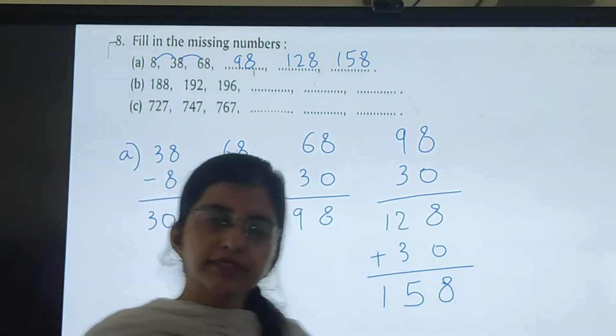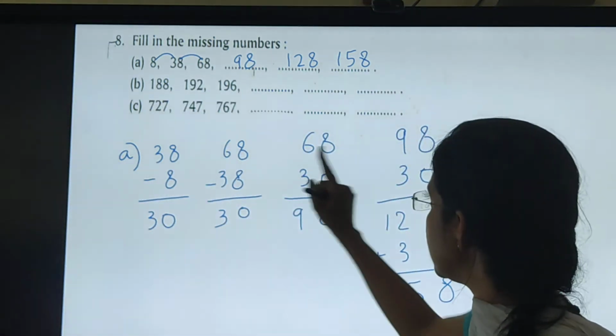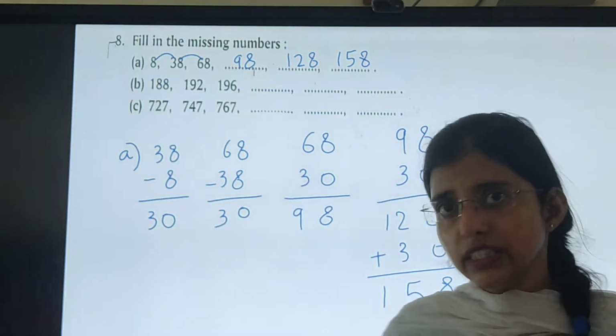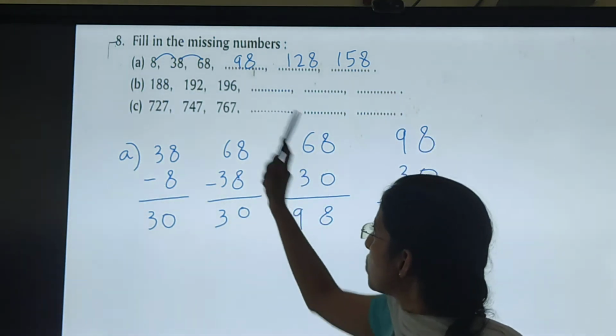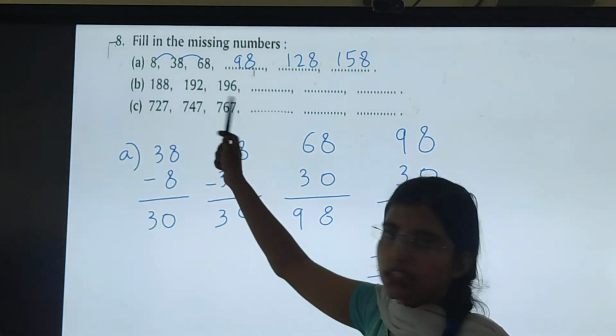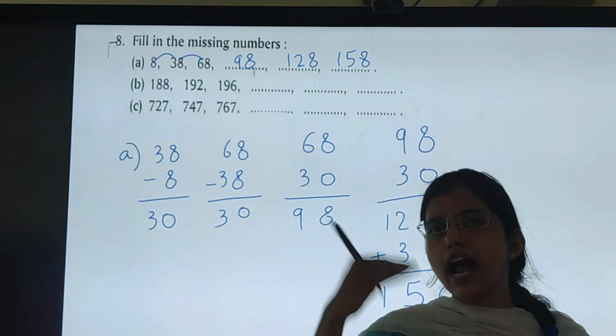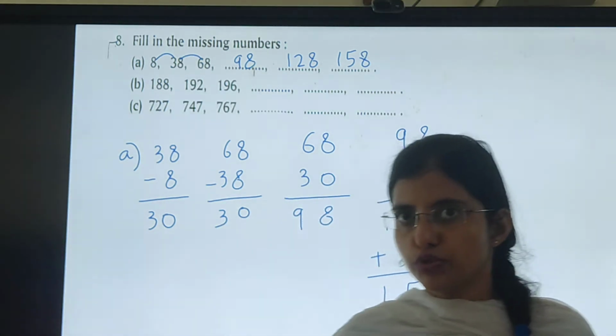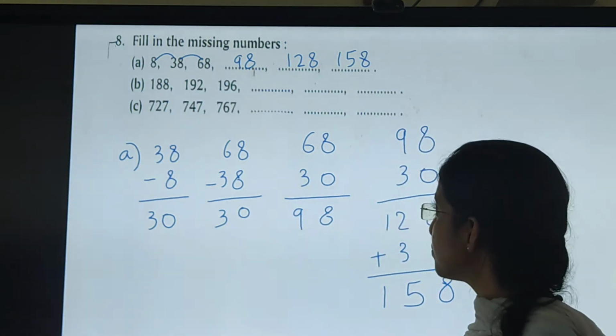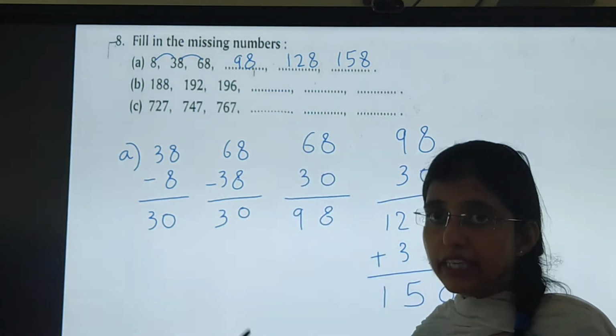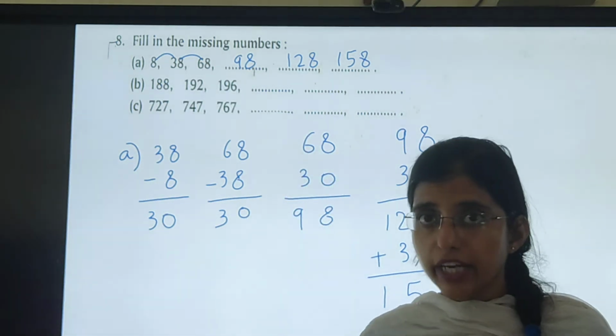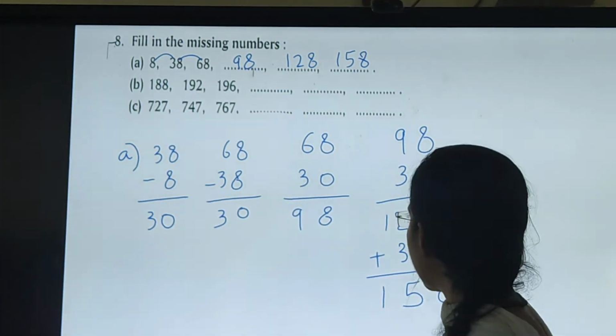Okay kids, this is how you have to fill in the missing numbers. Just try to identify the difference between the numbers and then add accordingly. You will be able to do this. I have done the first one for you. B and C, you have to do. Okay, now we will move ahead.